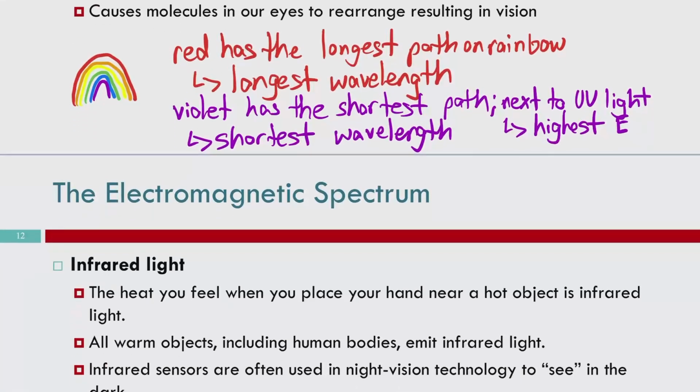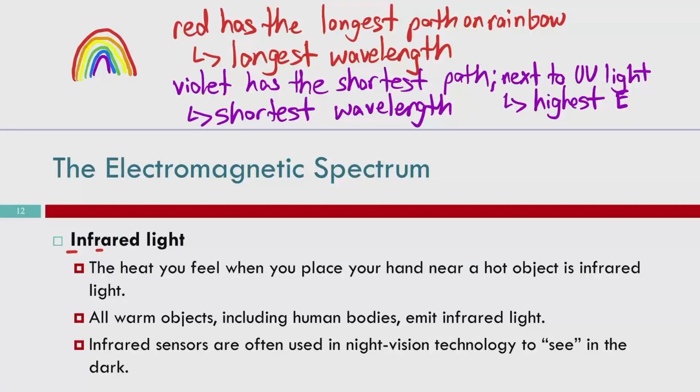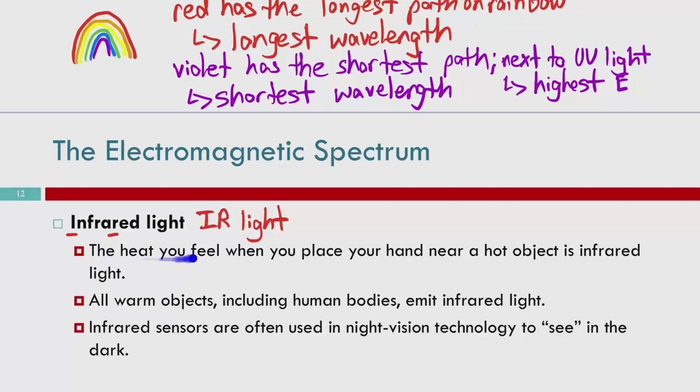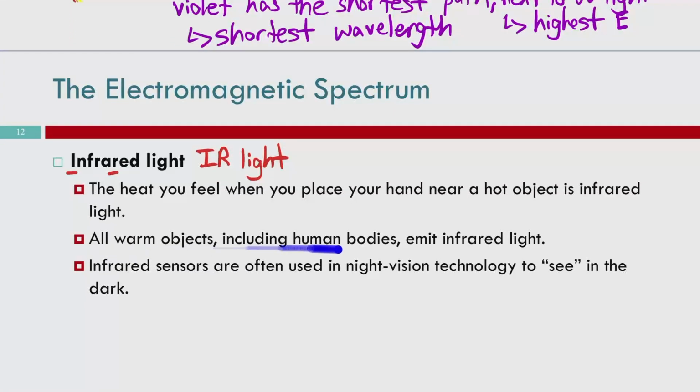Okay, moving on to our next lowest energy level is infrared light. Infrared light, also known as IR light. That's the wrong R. Infrared or IR light. And IR light is the heat that you feel if you put your hands near a hot object, like when we heated up our crucibles. We were trying to see if they were cold. You'd put your hand close to them, and if you could feel that heat coming off, that was infrared light that was being emitted.